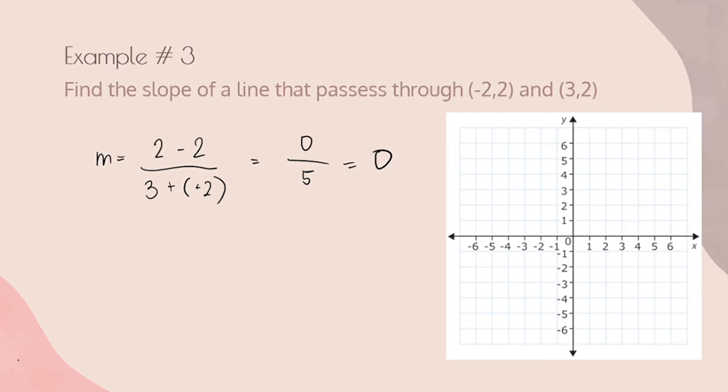So 0 over 5, that would be equal to 0. So the slope of the horizontal line is 0. So let's see if the graph of this one will be a horizontal line. So first, let's locate negative 2, 2. Negative 2, 2, it's somewhere here, and 3, 2.